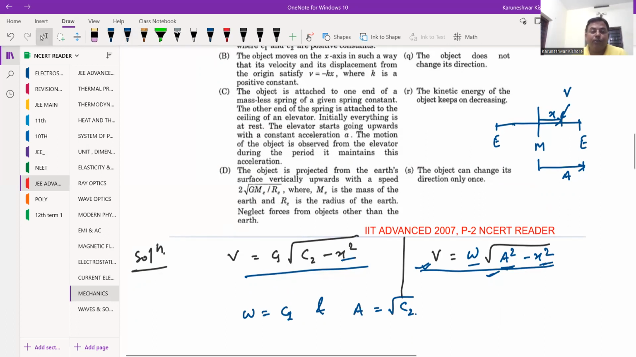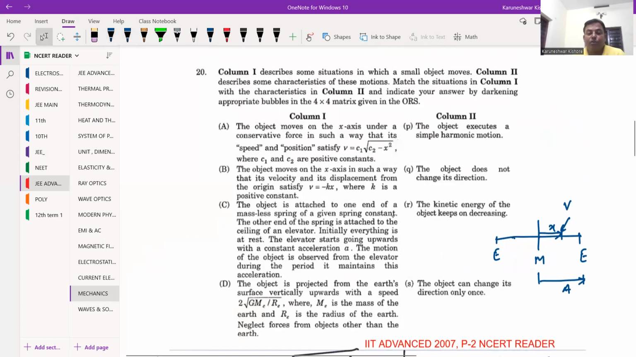So if you see this equation, what is mentioned in the first option, the object is moving in this way. Now for the options on the right side, how do we match them? It might be possible that we have one option or two options matching a single entry in the column.